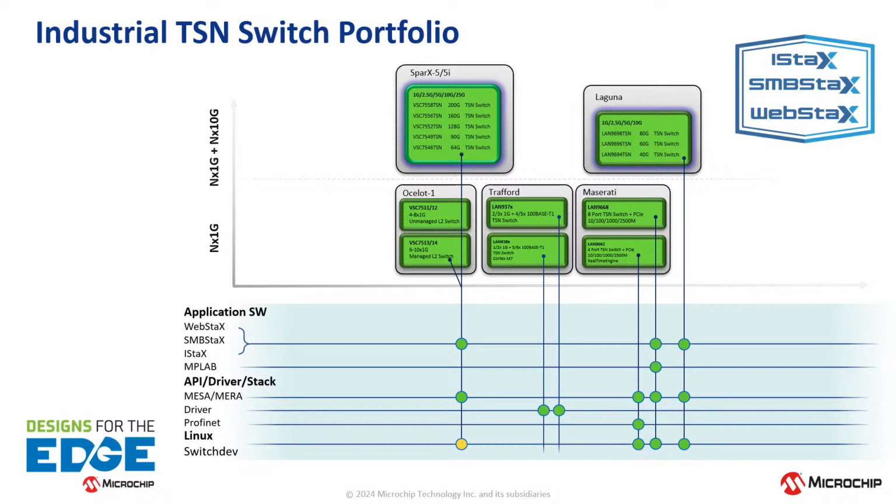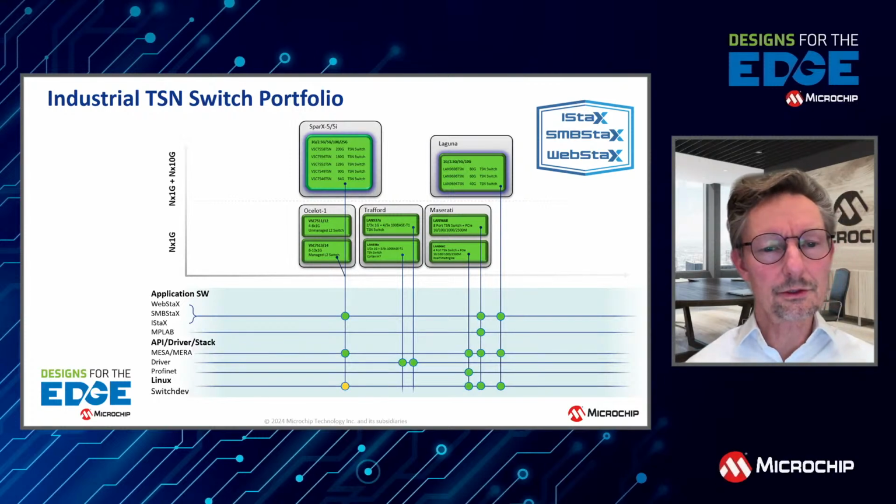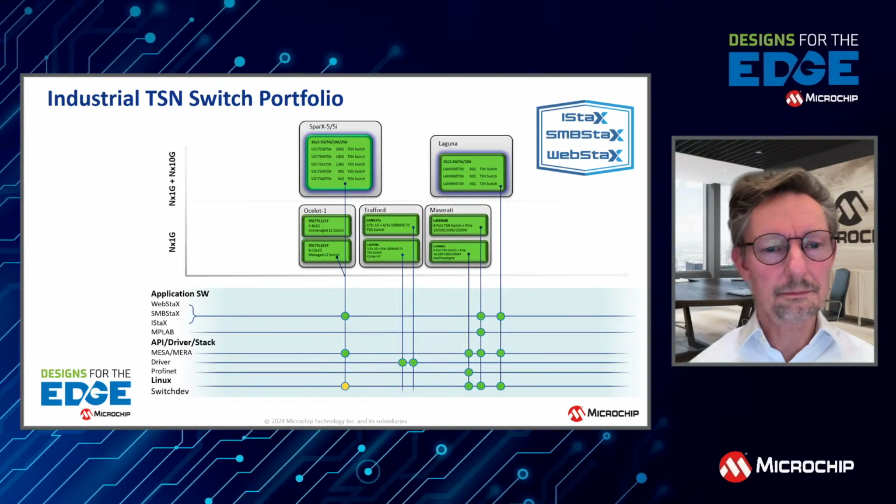But many companies want to build their own stack software or maybe have their own stack software. So here we can offer any API driver version. This is the Mesa MIPA, and we have some for the Profinet that only works on the Maserati project. And we also have some features based in the MPLAB, and this is software you can download from the net, and the API you can download from the Microchip website.